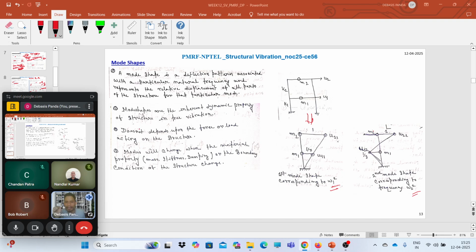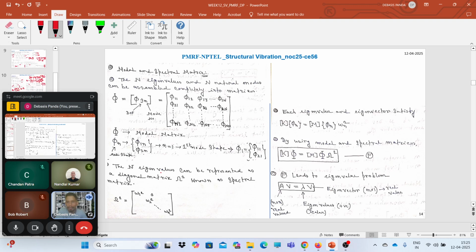Basically they don't depend upon the force or loading condition. They only depend upon the inherent properties of the structure; only when the frequency changes will they change. So a few basic concepts of mode shapes you need to recall.